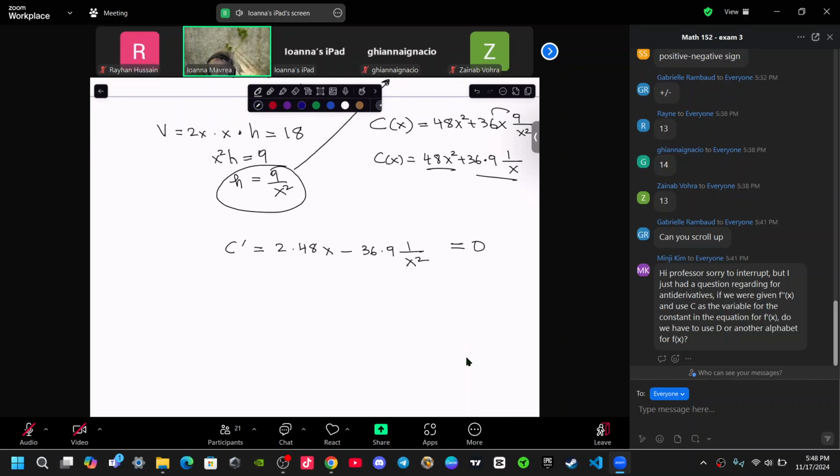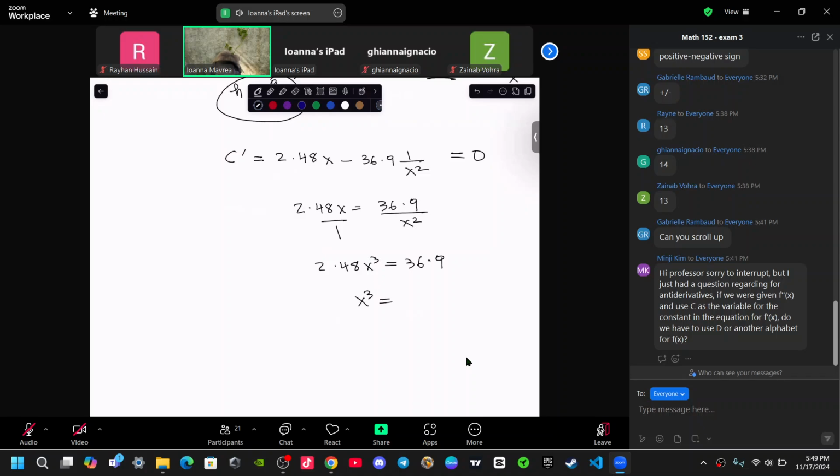And there are a number of ways of doing that. Well, you can combine those fractions into 1, or you can just separate things. So I'm going to separate things. It seems slightly easier. Cross multiply, right? So I have 2 times 48, x to the third is equal to 36 times 9. So x to the third is equal to 36 times 9 over 2 times 48. And now I'm going to try to simplify a little bit.